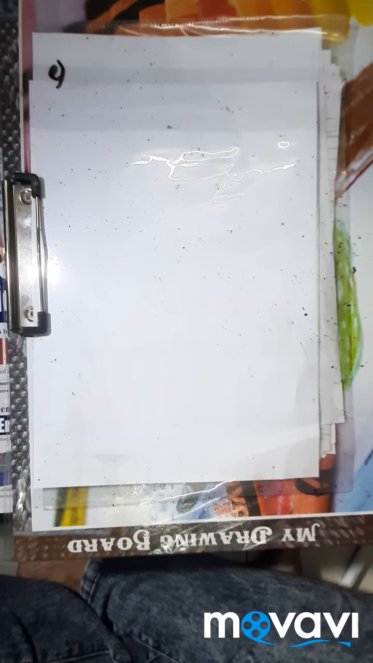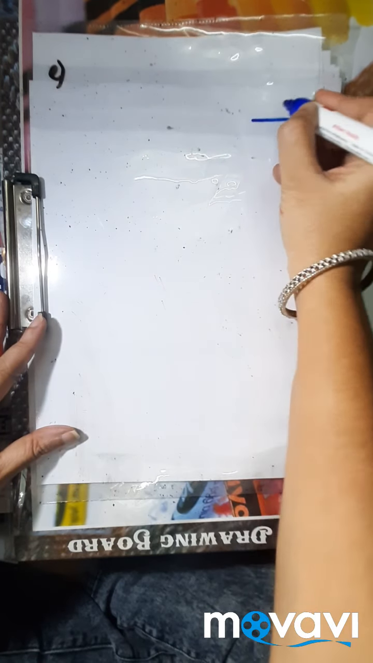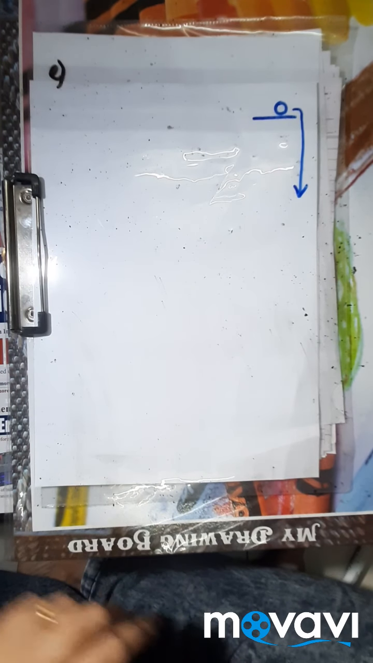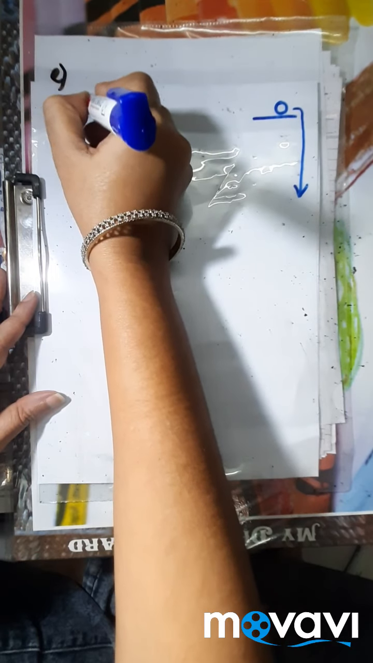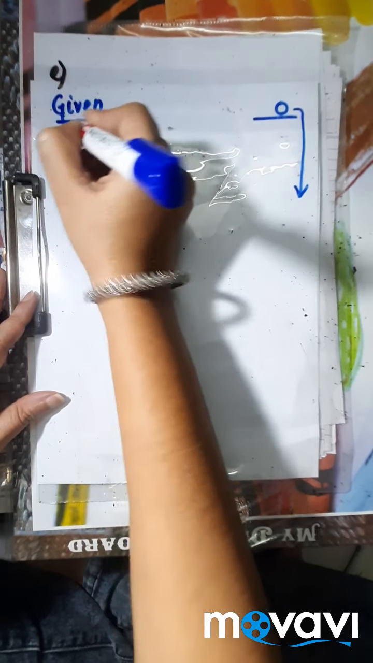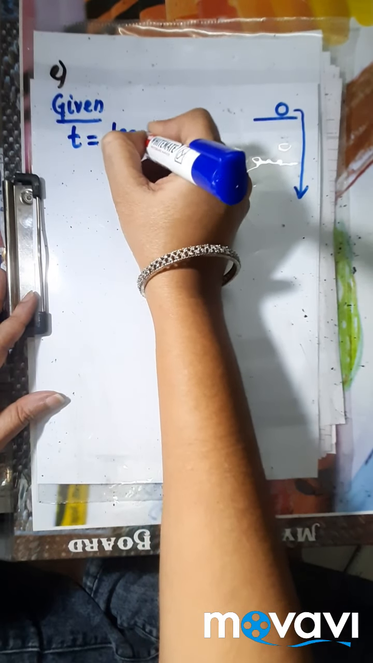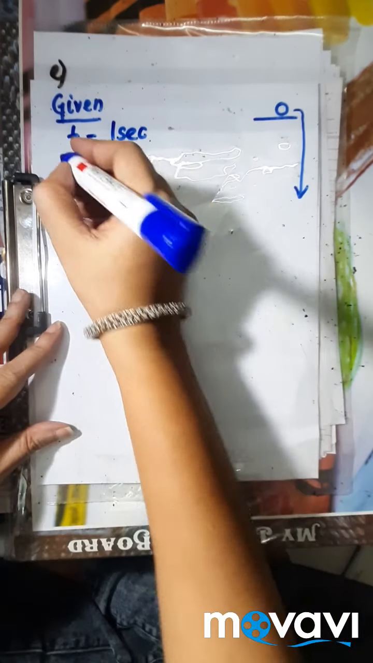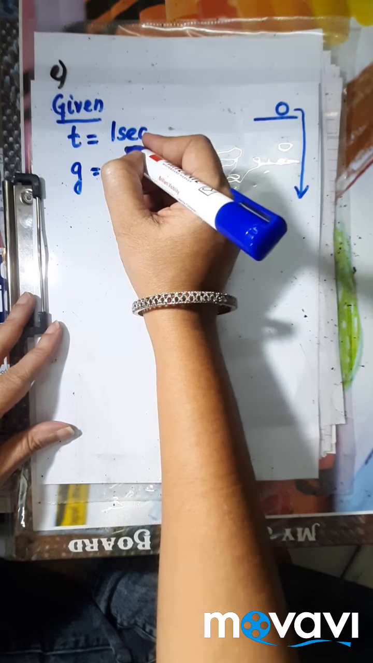A ball falls off the table. So this is my table, this is my ball, and it is rolling off the table and falling, right? It reaches the ground in 1 second. So what is given to me? It is given to me that the time taken to reach the ground is equal to 1 second. Now assuming that g is equal to 10 meter per second square.